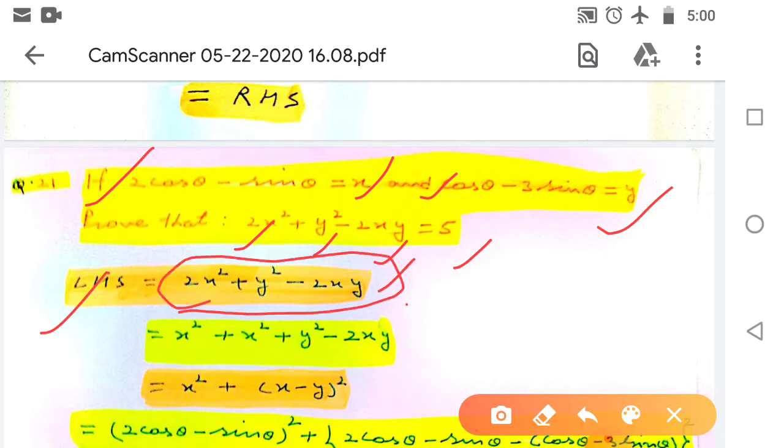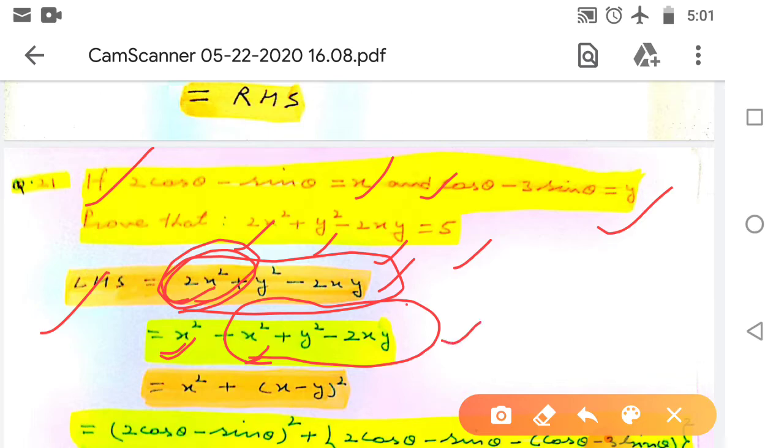We need to change a little bit here. If we write x square plus x square instead of 2x square, we get x square plus y square minus 2xy, and this becomes x minus y whole square, and this x square is separate.